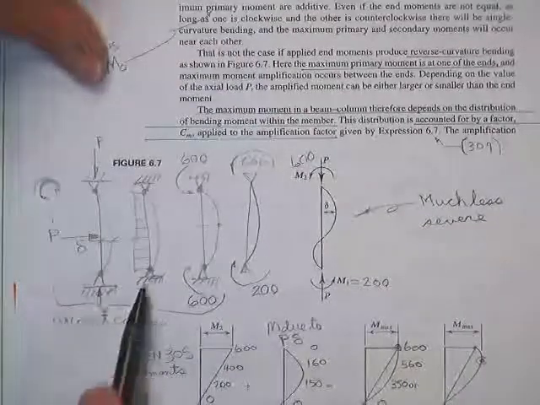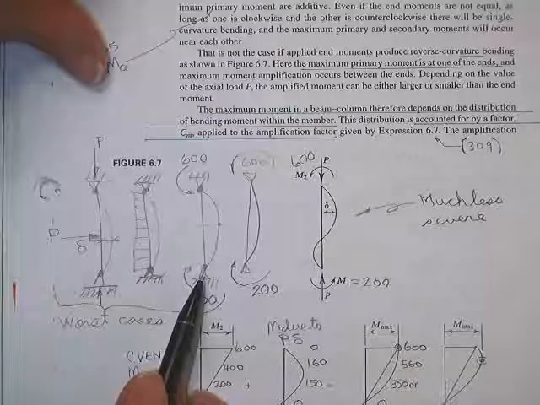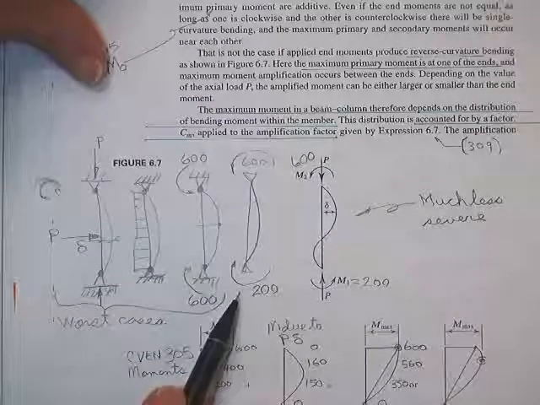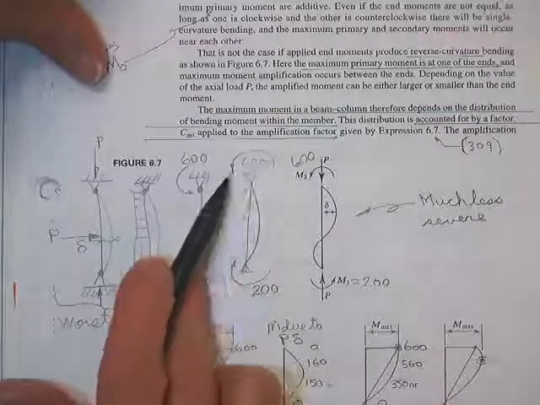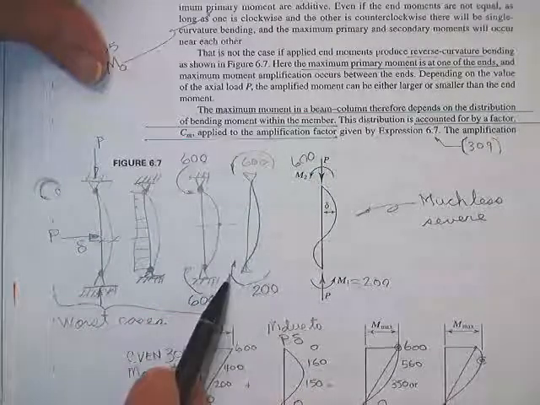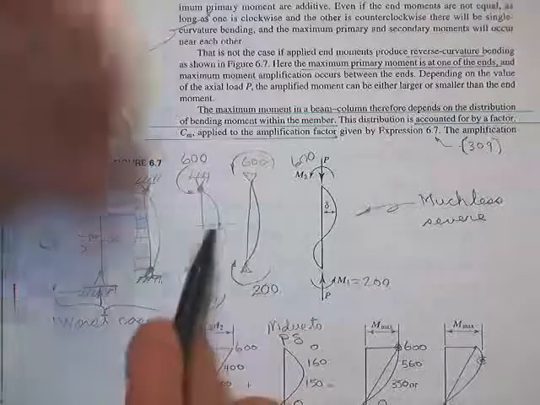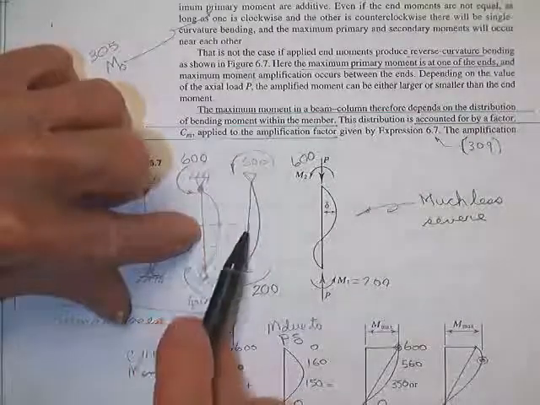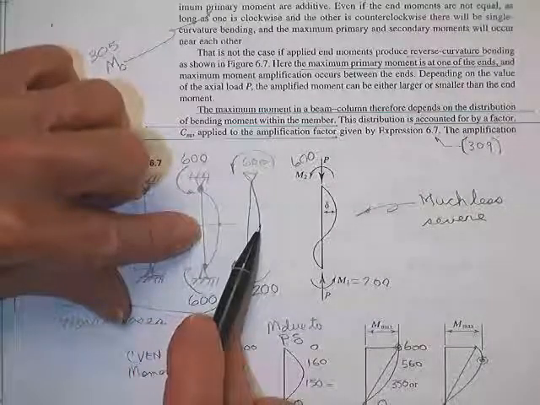So that's a worst case. That's a worst case. That's a worst case. This is not a worst case, because the moment on this end kicked it out maybe that far, and a third of the moment on this end kicked it out that much. See how this is 6 inches and this is only 3 inches?